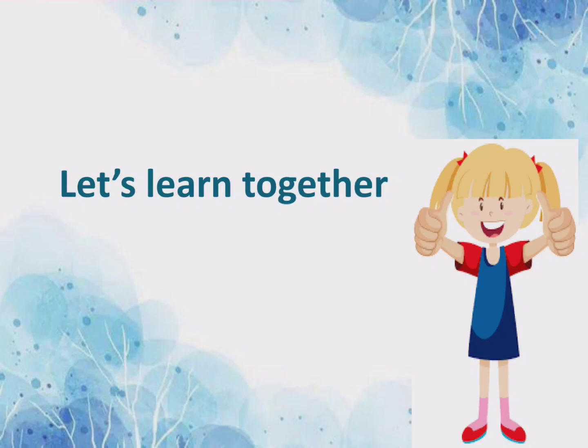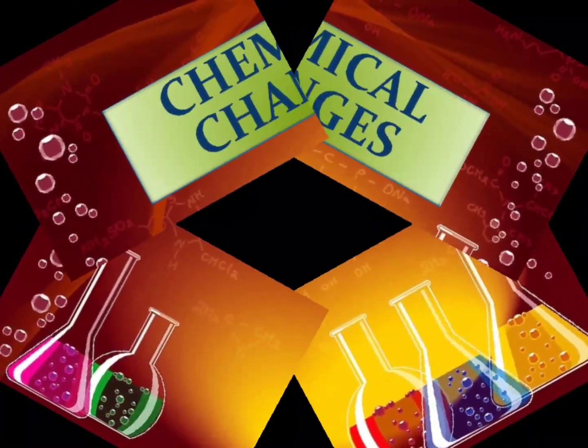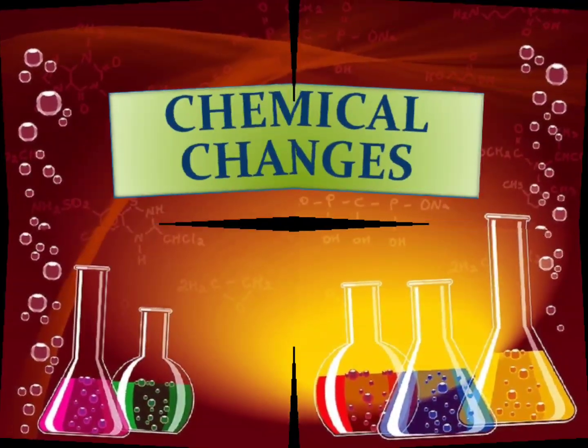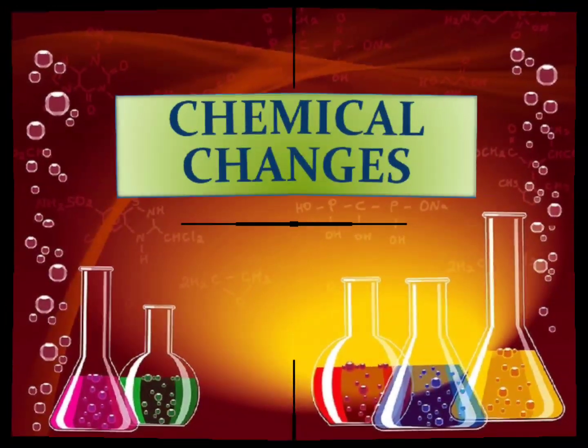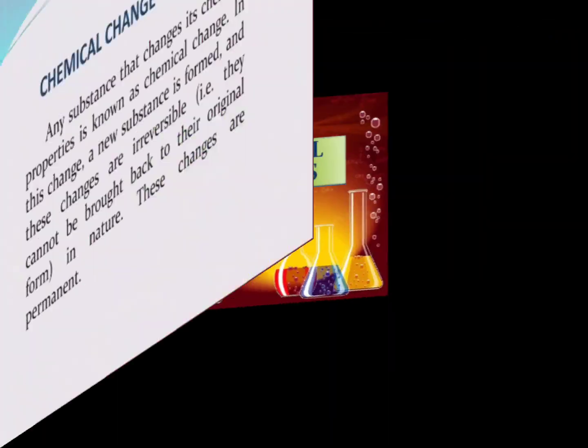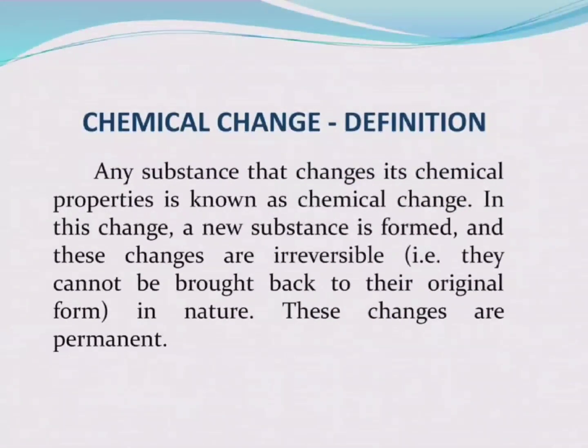Let's learn together. There are many types of changes that are happening around us. It includes physical changes and chemical changes. Today we are going to learn chemical changes in detail. So what is a chemical change?